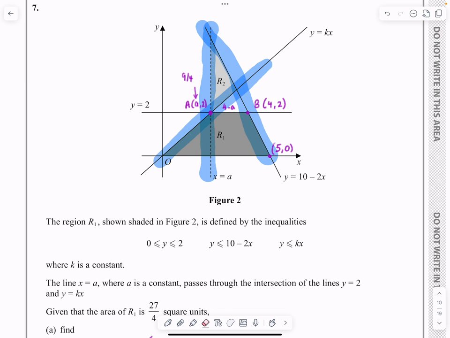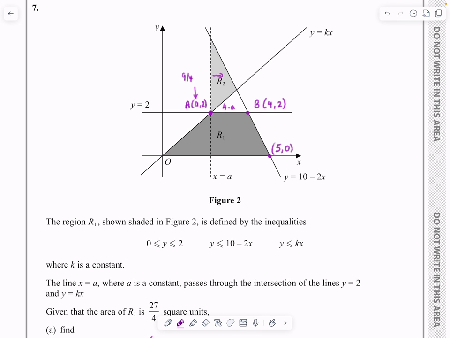Just to explain that on the diagram, we are saying for that one there, x greater than 9 over 4, we're saying y less than or equal to 10 minus 2x, and we are saying y greater than or equal to kx, greater than or equal to 8 over 9 x. That then would be all that information in there. Okay, hopefully that all makes sense to you.